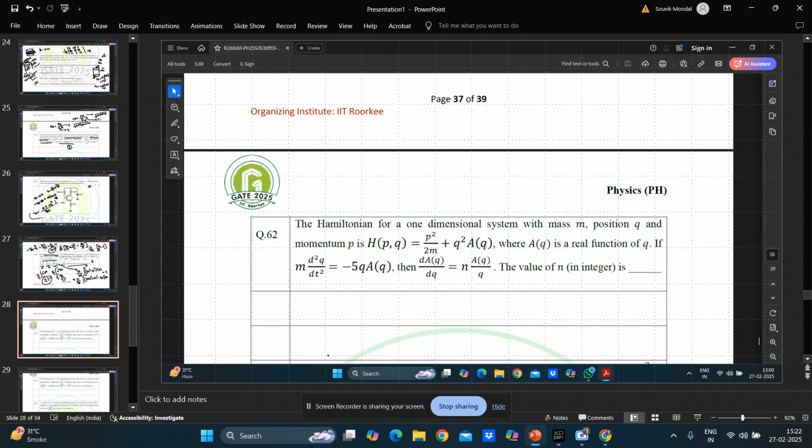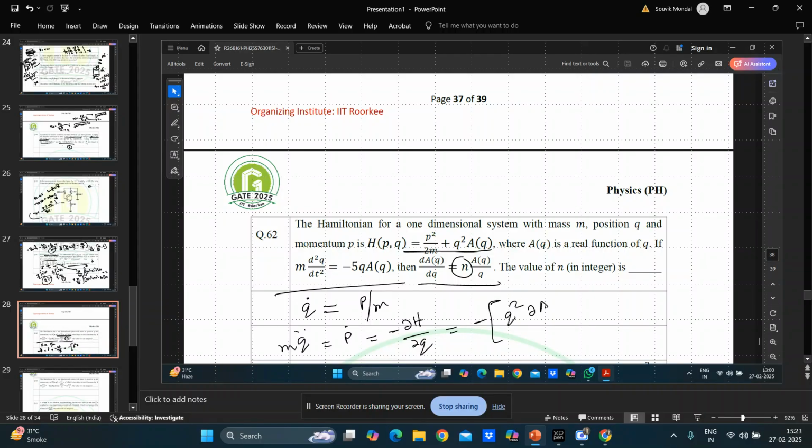Now in this problem, your H is of this form, and they are giving some relation. So you have to calculate the value of n. Q dot is simply del H by del P, that is P by M. So what is your Q double dot? M Q double dot is simply P dot, and P dot is minus del H by del Q, right? So minus del H by del Q is what?